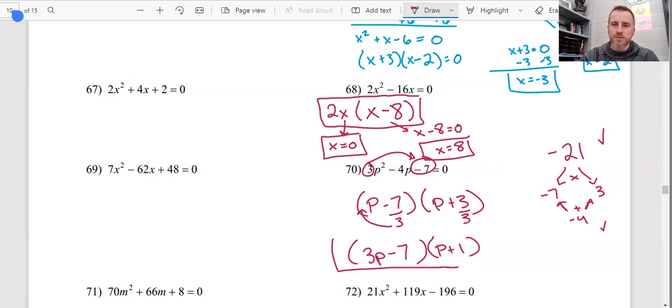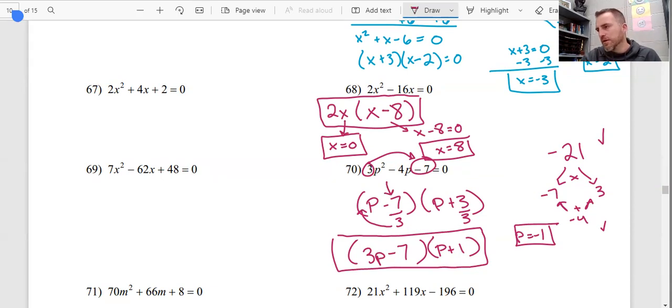We still want solutions though. And the solutions are, so one of them is negative 1, comes from the second set of parentheses here. And the other one, actually, instead of solving 3P minus 7 by setting that equal to 0, just look back up before you did the bottoms up method. There's your solution, but it's positive 7 over 3. So you can set 3P minus 7 equal to 0 and solve for P, but I just want you to know you've already got it right there. 7 over 3.